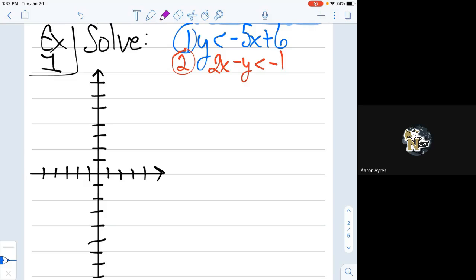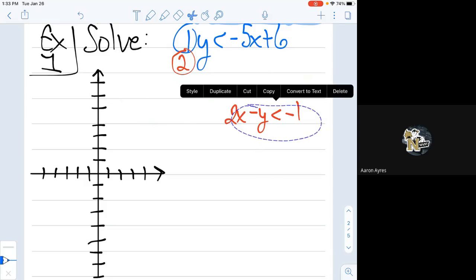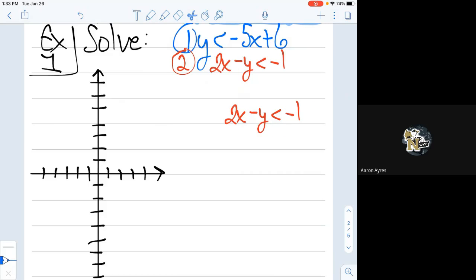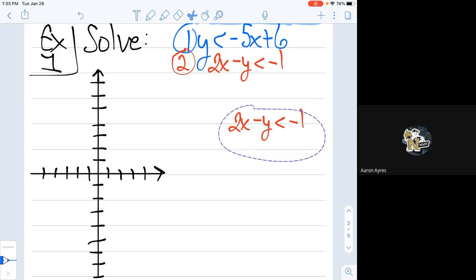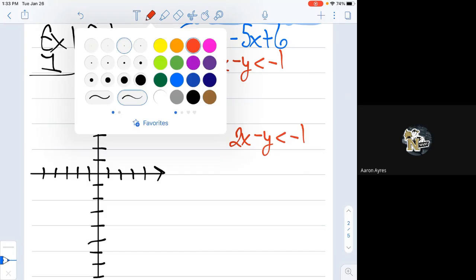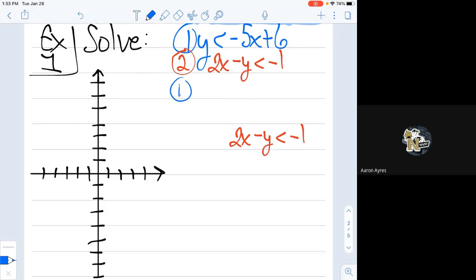Okay, I'm going to get started on this one, everybody. But then if it is true, what side do you color? Hold on, I'm going to help you out with it. Okay, just a second.